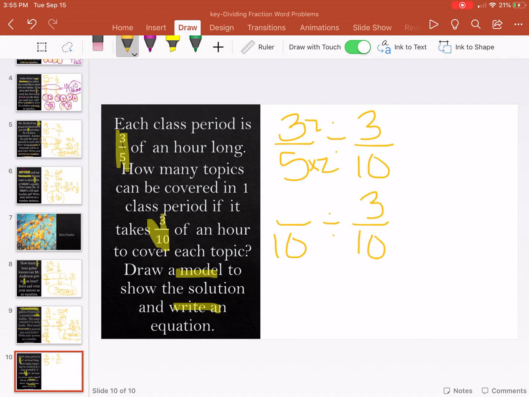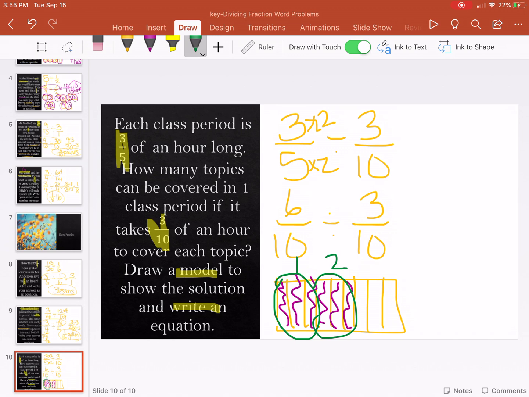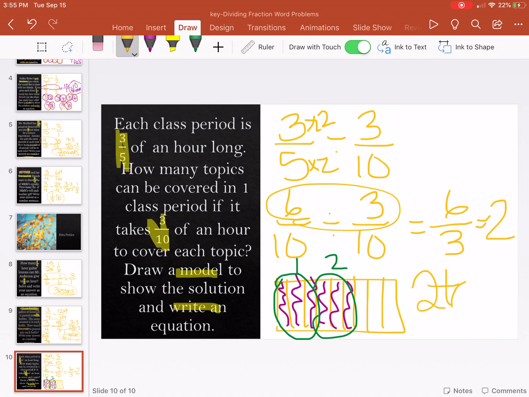Times 2 times 2. So I'm going to divide it into tenths, 9 lines. Shade in 6 of them. Put them in groups of 3. So we have 1 group. We have 2 groups. So our answer is 2. Notice we can do it this way too. 6 divided by 3 is 2. So the answer is 2 topics.